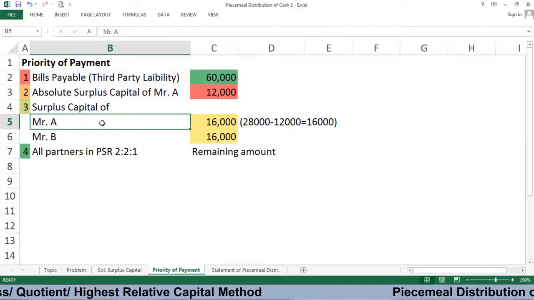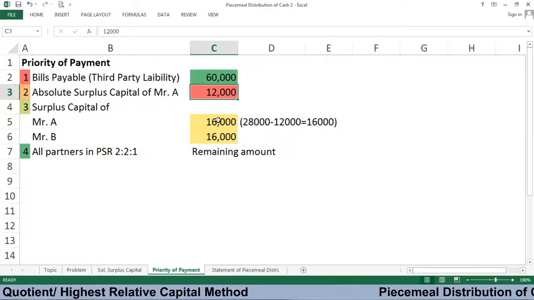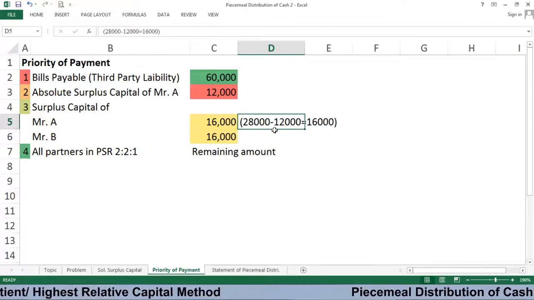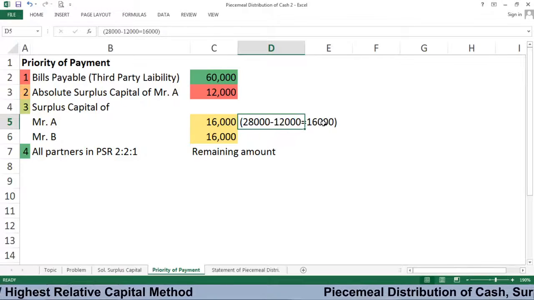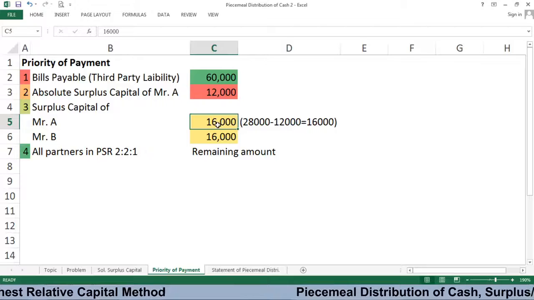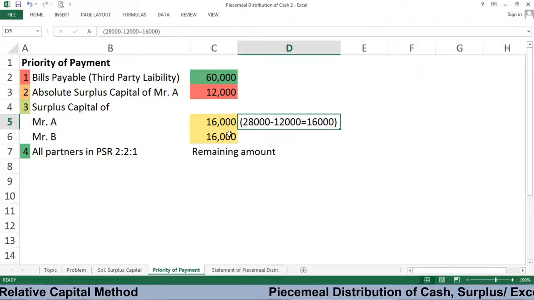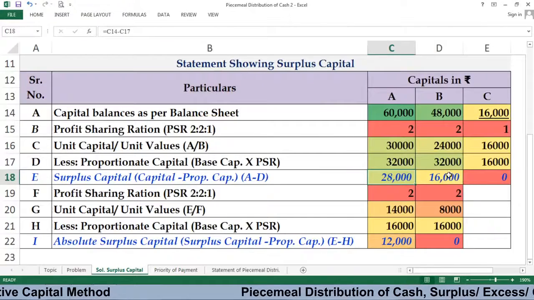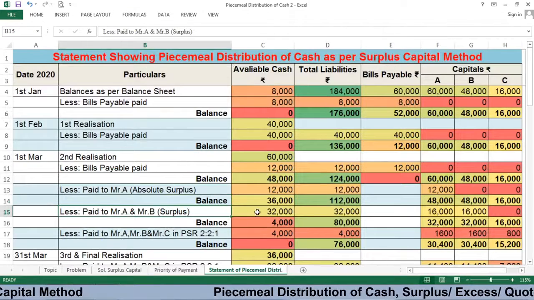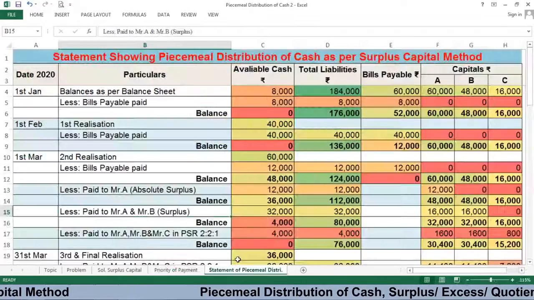But we have already paid rupees 12,000 to Mr. A as absolute surplus. So out of 28,000, he already received 12,000. So balance comes to 16,000. That means we have to pay Mr. A 16,000. 12,000 already paid, that means he will get 28,000 in total. Okay. And now with Mr. A, we have to pay 16,000, which is already mentioned over here as surplus capital. So in this step, we will pay Mr. A and Mr. B 16,000 plus 16,000, that means 32,000.